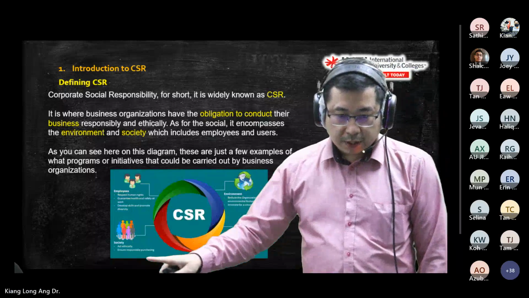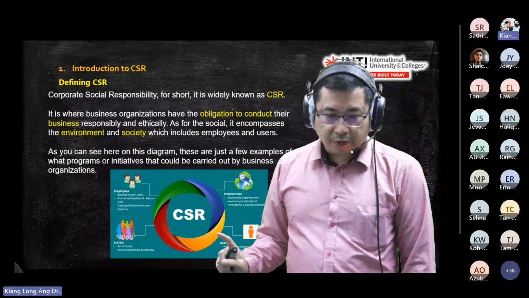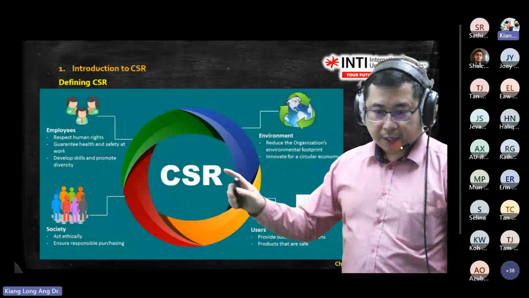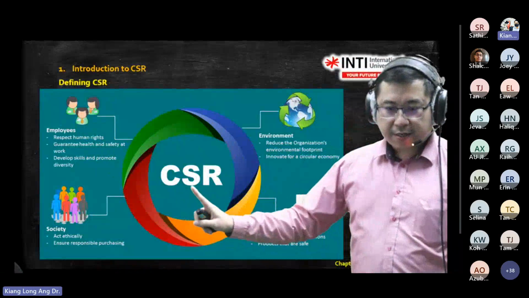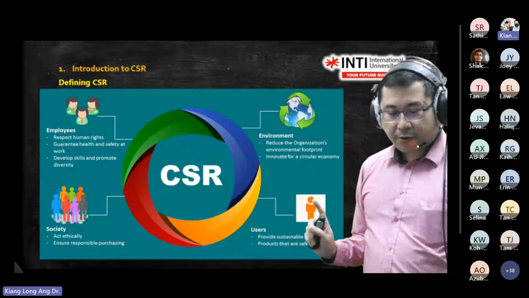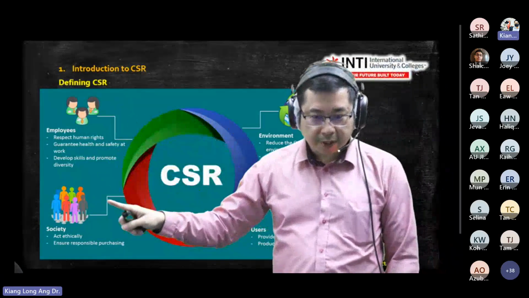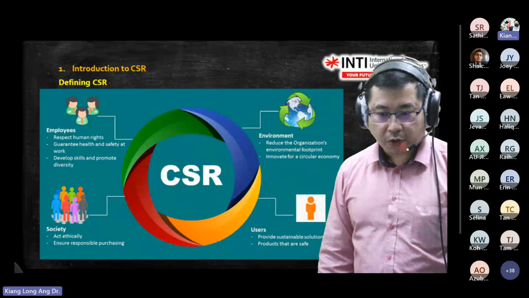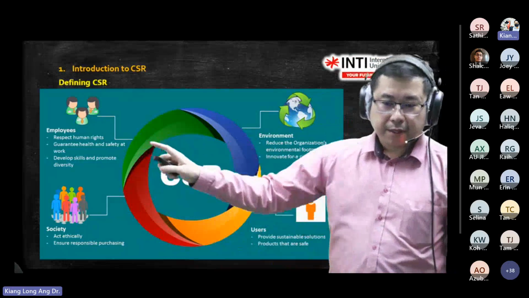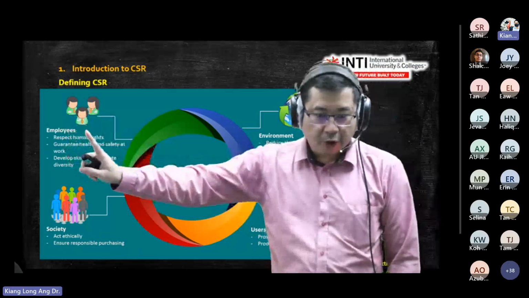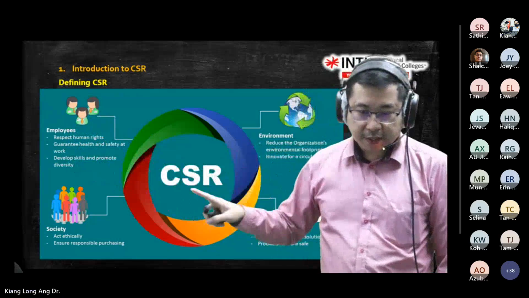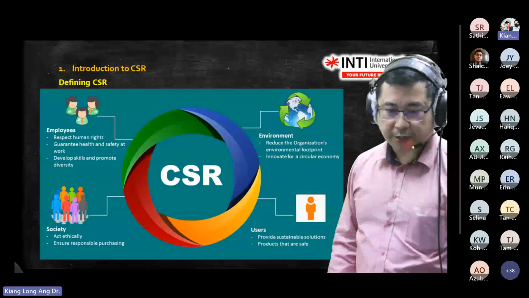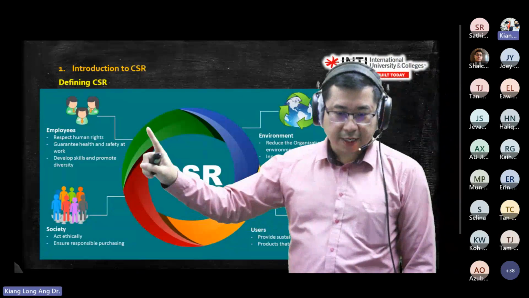So I will show you a big photo of this one on the next slide. So what is CSR? This is an important diagram. Again, this is an important diagram for your final exam and also some of your quizzes, right? So CSR will have four components: employee, society, environment, and user. Okay, we'll look at each one of these.